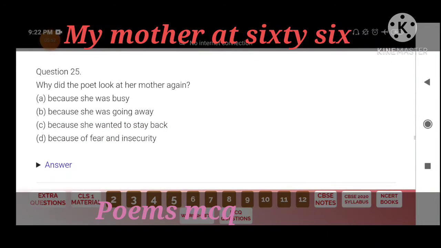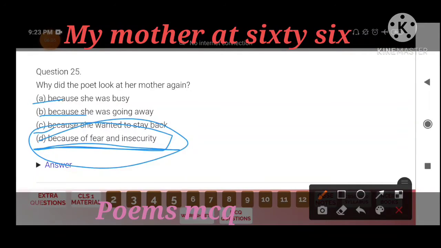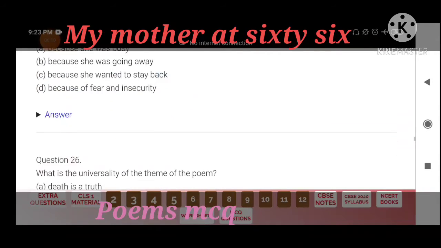Why did the poet look at the mother again? Because she was busy, because she was going away, because she wanted to stay back, or because of fear and insecurity. And mother has old age, that's why the poetess felt that fear and insecurity to leave her mother alone.